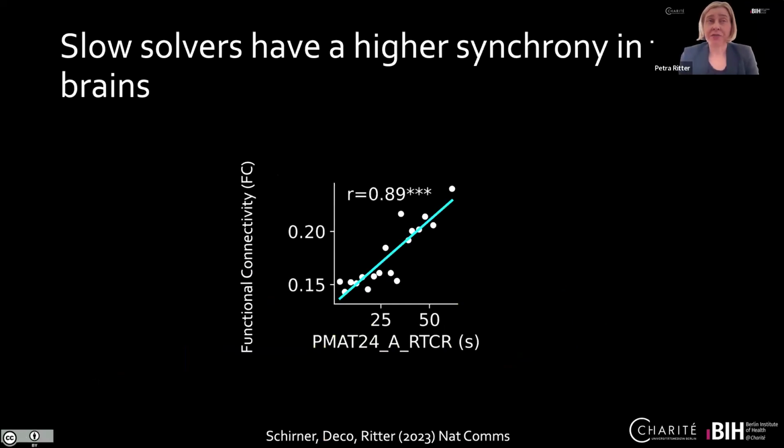So what we also found was that the slow solvers, who took more time in reacting or deciding, had a higher synchronization, higher functional connectivity in their data.